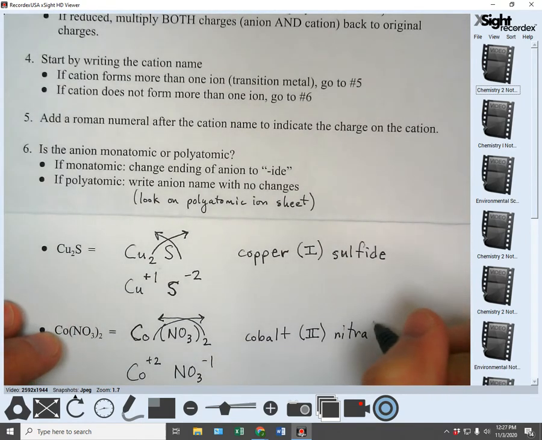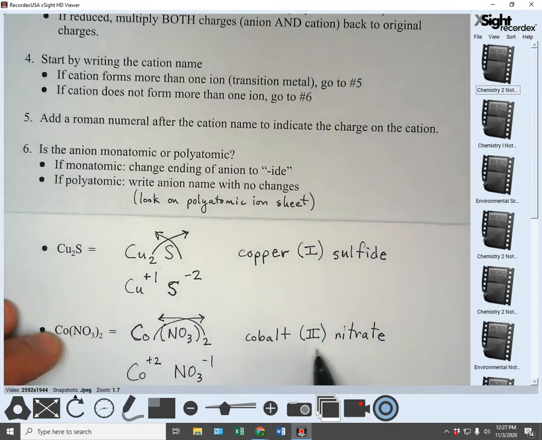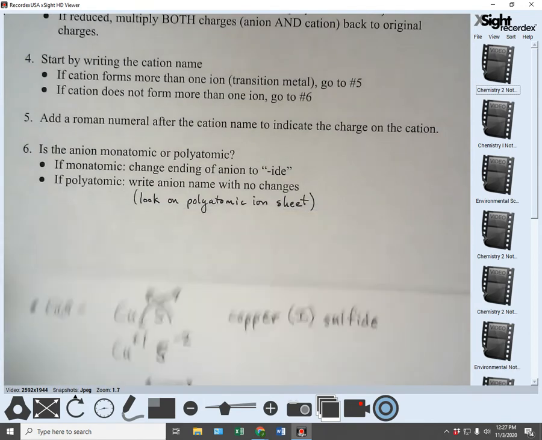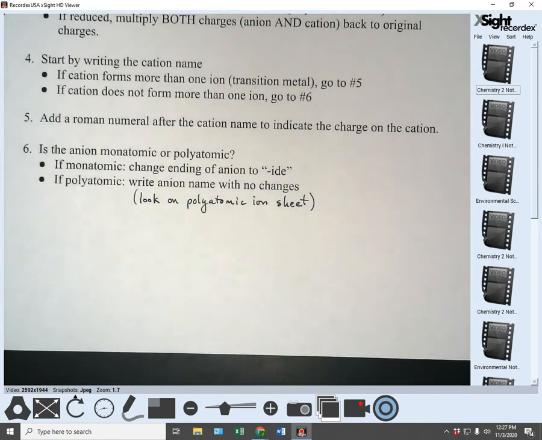So the name of this one is cobalt 2 nitrate. Okay. All right. Let's move on to the last couple of examples here.